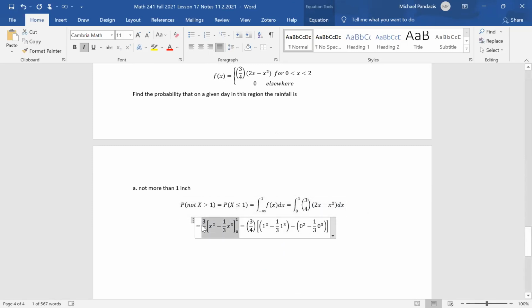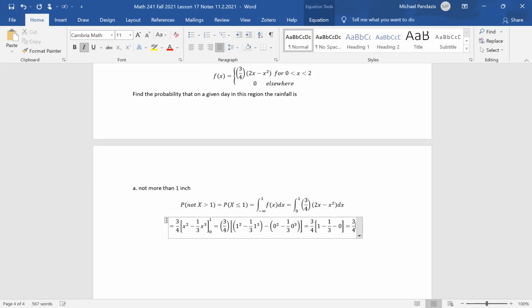So it's 3/4 times this, where I plug in 1 into this expression, which is 1 squared minus 1/3 times 1 cubed, and then I plug in 0 into this expression, and I get 0 squared minus 1/3 times 0 cubed. So I did the first expression minus that expression. That's the value that this quantity in brackets represents. So you have 3/4 times the bracket quantity, which is 1 minus 1/3 minus 0.